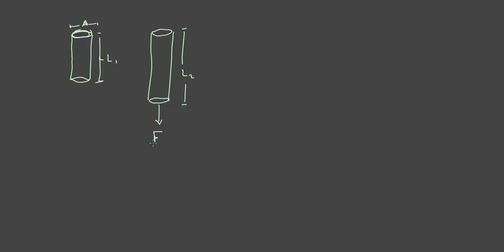According to Hooke's law, if we measure the extension E, which is the difference between the second length and the first length, the force acting on this material is directly proportional to the extension. So this means if we increase the force on this rubber, we directly increase the extension.